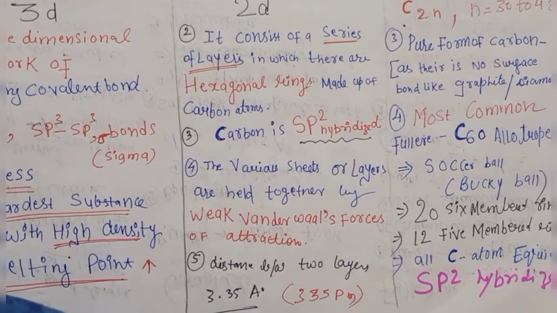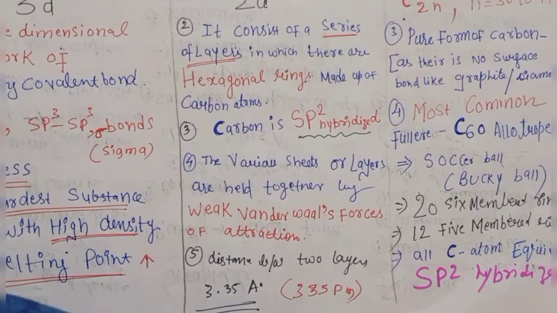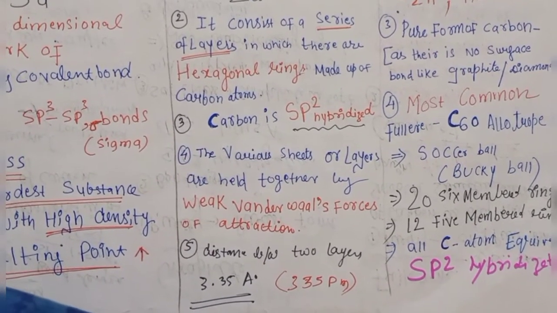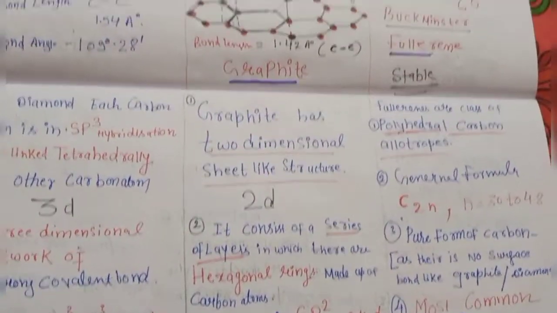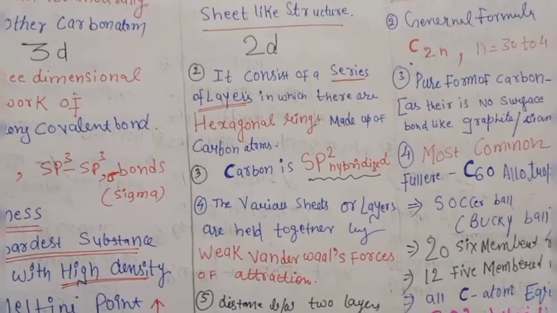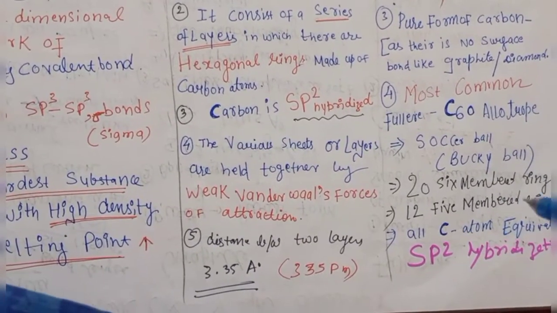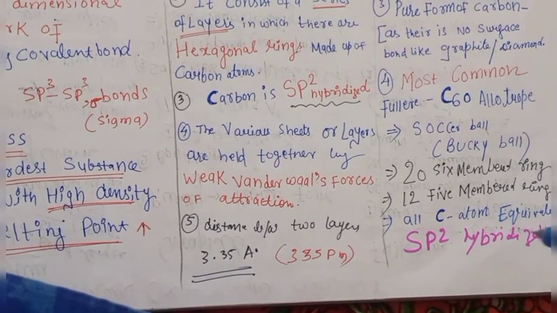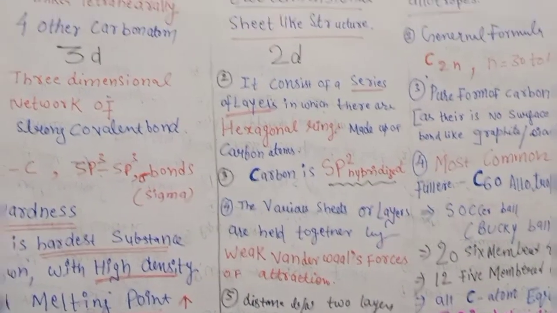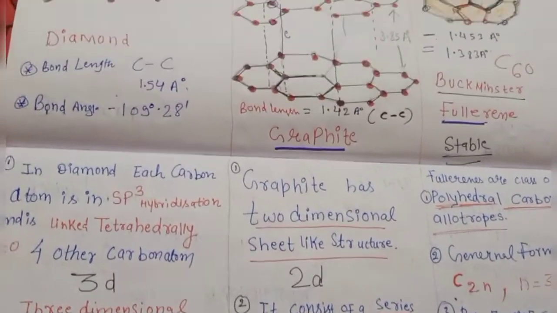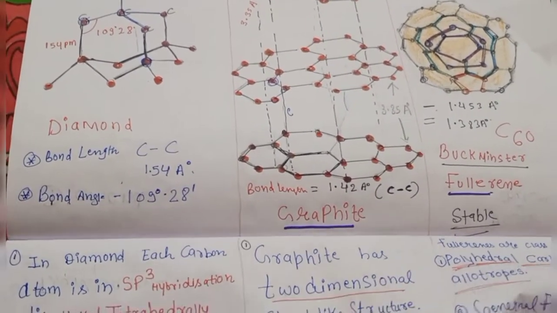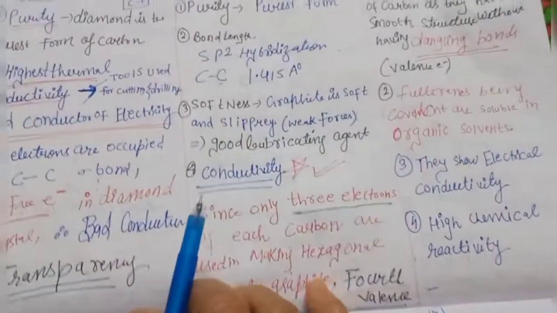The most common fullerene is the C60 allotrope, also called the soccer ball or buckyball. In this structure there are 20 six-membered rings and 12 five-membered rings, and all carbons are equivalent. So we can say this structure is very stable. This is the pure form of carbon. Here also sp2 hybridization takes place. There are many applications of fullerenes nowadays.